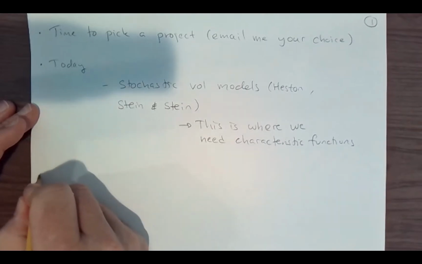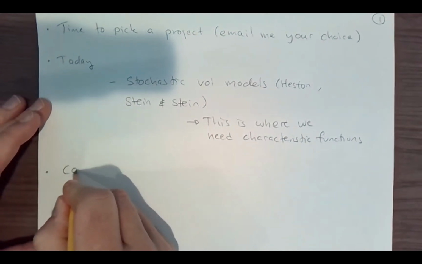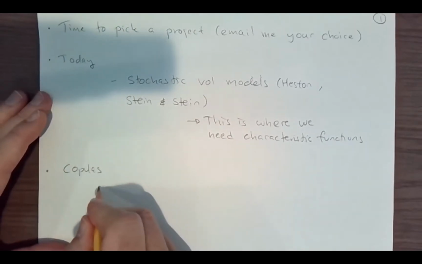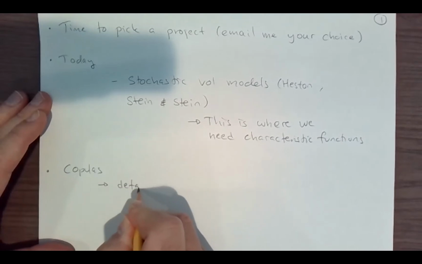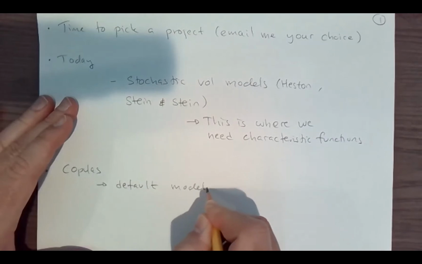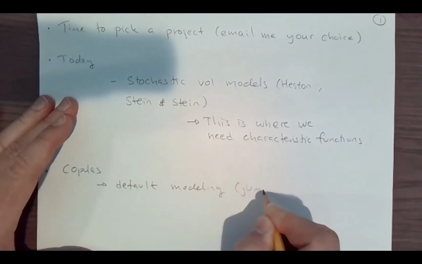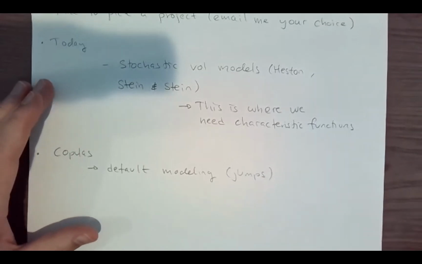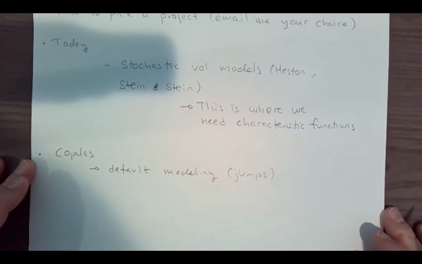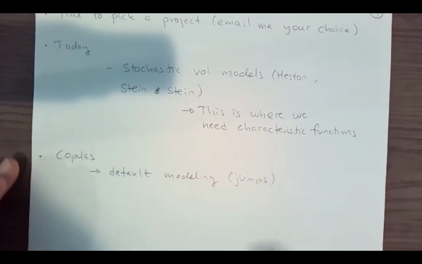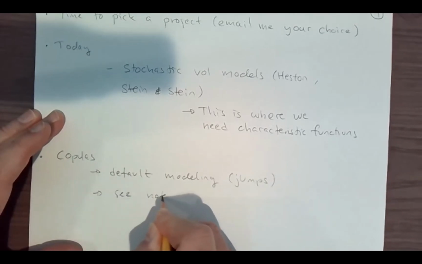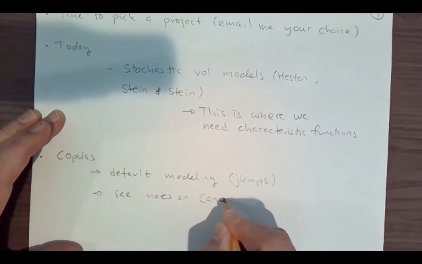And then I'm hoping after the break, we will switch over and we talk about copulas. So these are the main model of default modeling. So these are jumps. How do you create models that have a jump in them? And I should say here that you should see notes on Canvas about this.